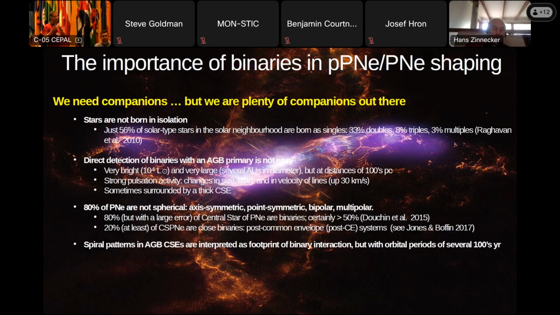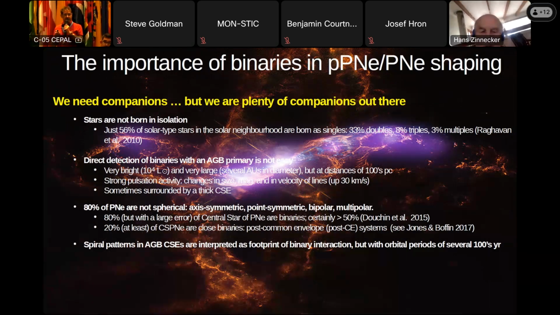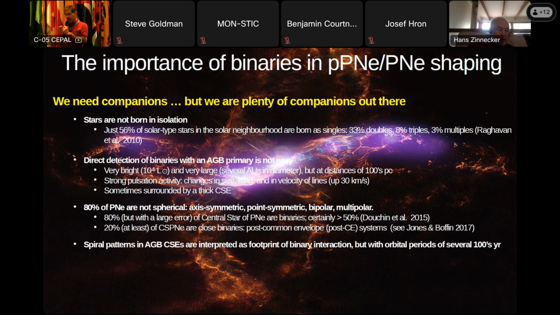The detection, as we saw in the past days, of a binary system in AGB is very, very tricky. Because of their brightness and because of the pulsation, it's difficult to trace the binary companion. So maybe it's not a good way to look directly at a binary in AGB. And 80% of the planetary nebulae are not spherical. They show axisymmetry and or point-like symmetry, and so we have to explain that.